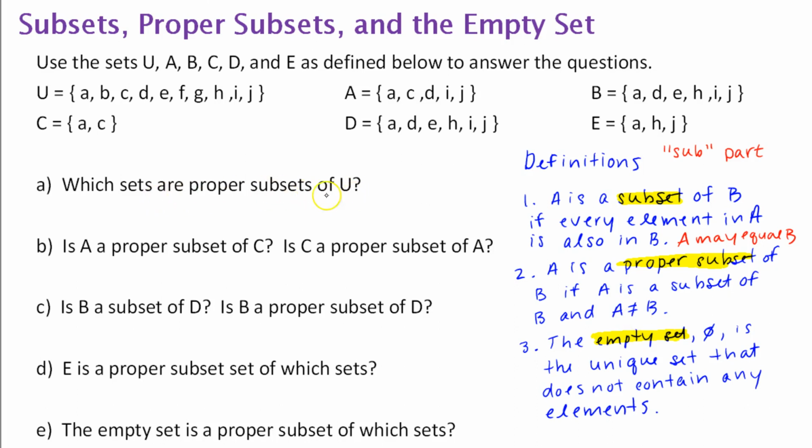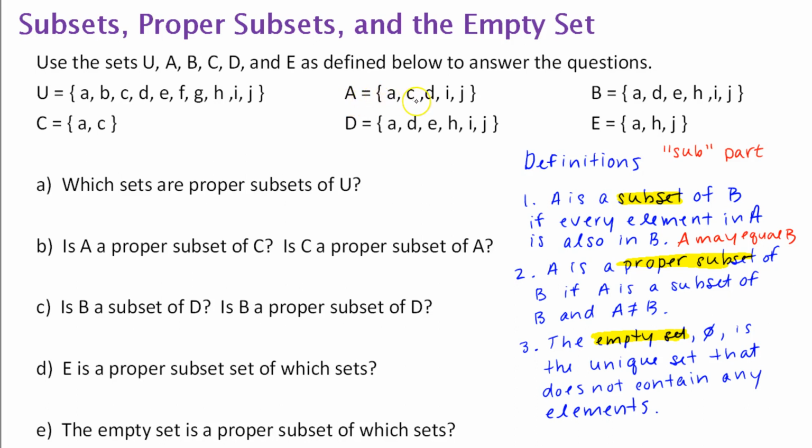First, I'd like you to notice an idea that's very useful. Notice U has 10 elements, the first 10 letters in the alphabet. All of the other sets have fewer elements than that. So that means they could in fact be proper subsets of U. If they had the same number of elements as U, or if they had more elements, then they couldn't be a part of it because parts are less than the whole.